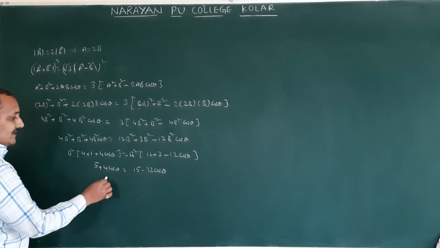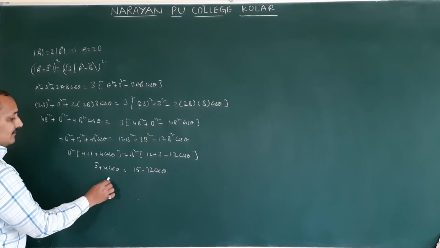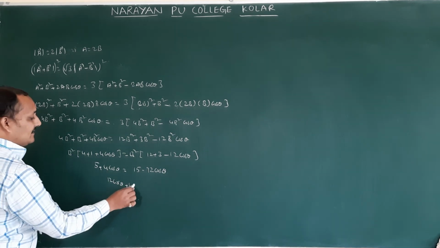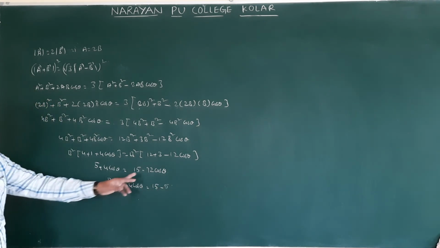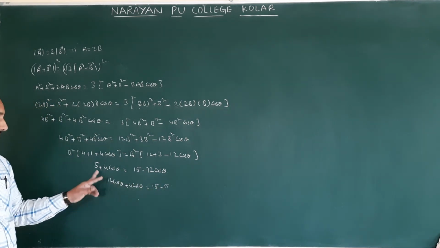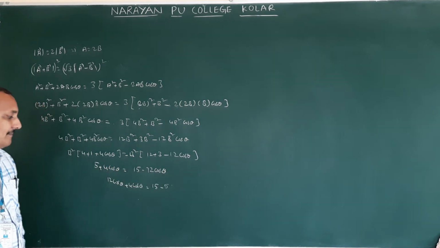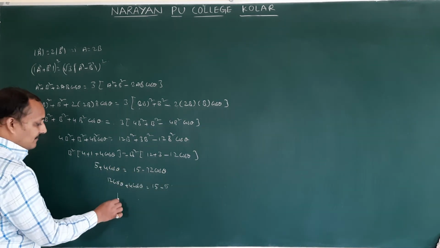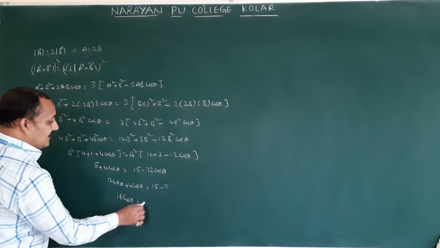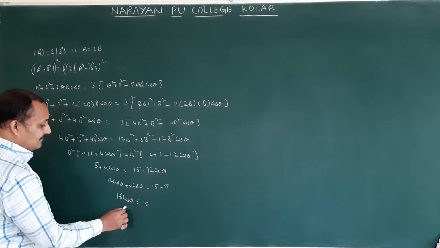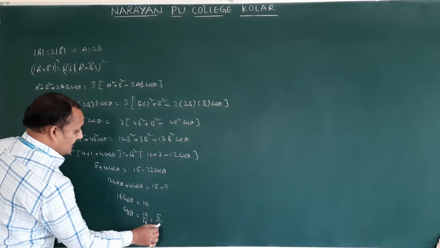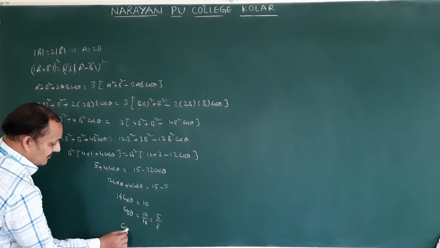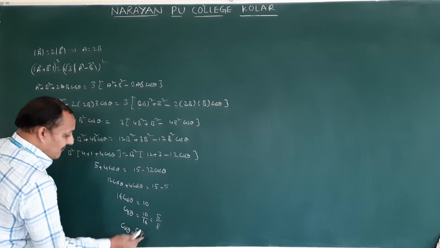This one you can bring to this side. So 12 cos theta plus 4 cos theta is equal to 15 minus 5. This minus 12 is going to become plus 12. This plus 5 is going to become minus 5. So 12 plus 4, 16 cos theta is equal to 10. Then cos theta is equal to 10 by 16, so 5 by 8. Cos theta is equal to 5 by 8.